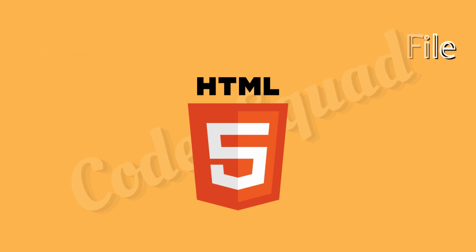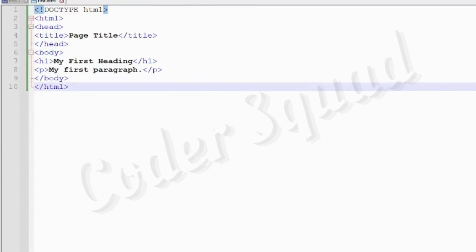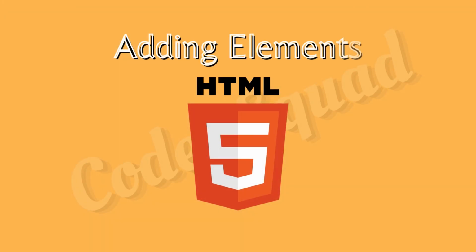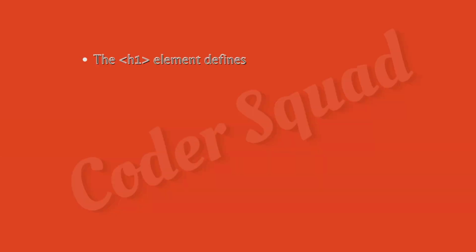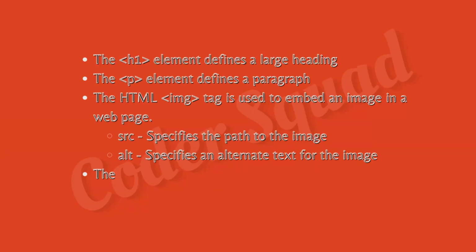Let's create a simple HTML file together. Open a text editor, type the basic structure, and save the file with an .html extension. We'll add various elements like headings, paragraphs, images, and links to demonstrate how they function within HTML.